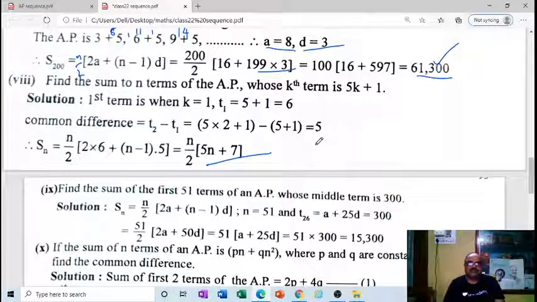Next, find the sum of first 51 terms of an AP whose middle term is 300.